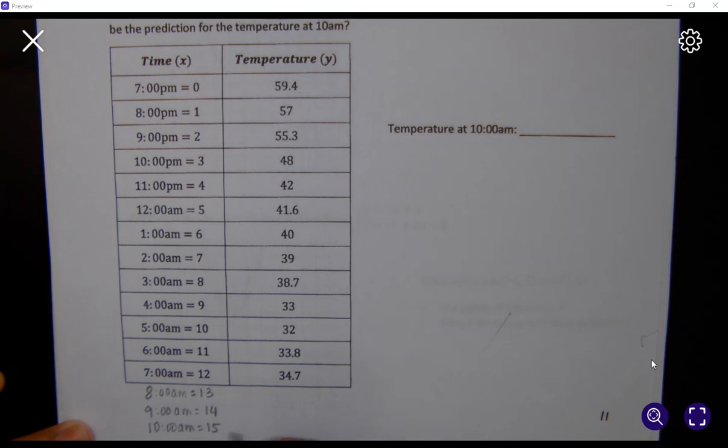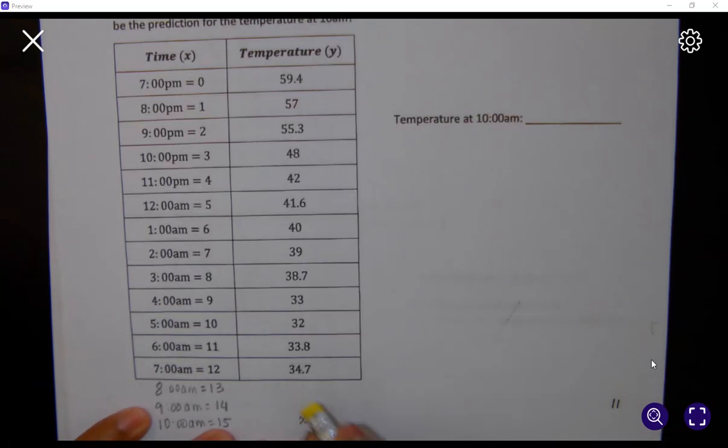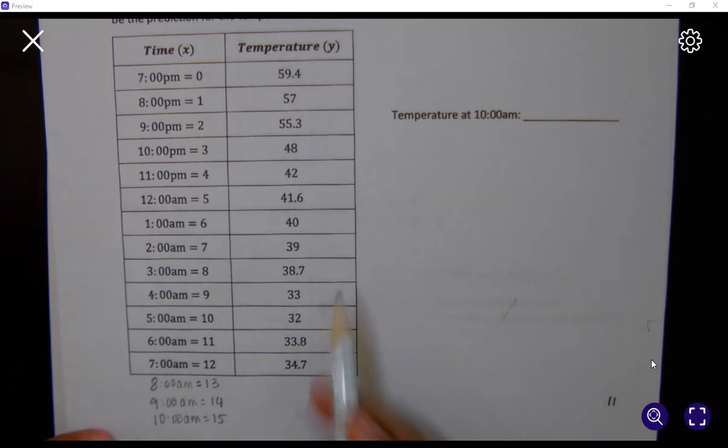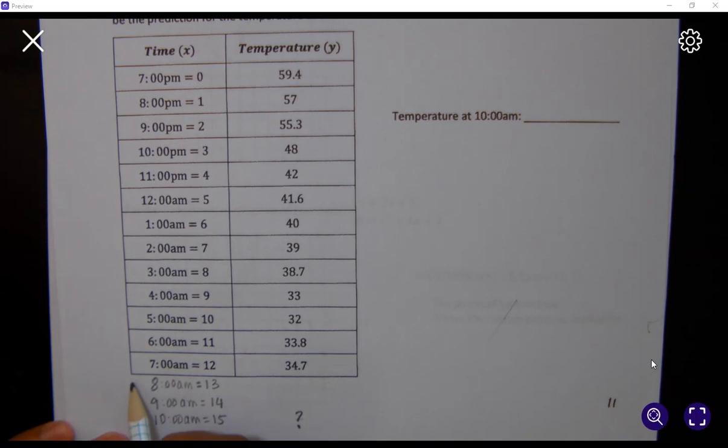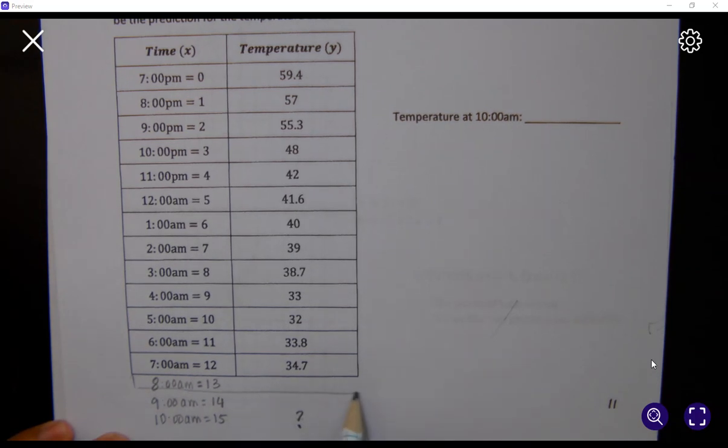So we want to know what number I get here when x is equal to 15. This right here is the number we're looking for. So if we were able to keep going with the table, what would that be?